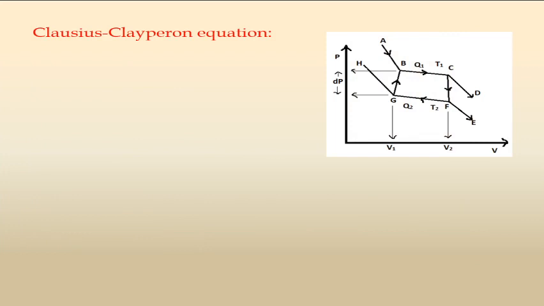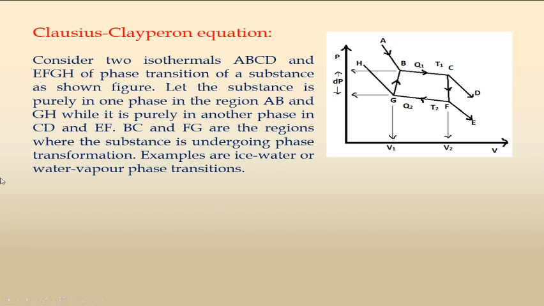So now let us move on to the next concept, that is the Clausius-Clapeyron equation. So we are going to consider two isothermals. Consider two isothermals as shown in the figure: ABCD, that is A, B, C and D, and EFGH, that is E, F, G and then H. These are two isothermals, and these isothermals are actually drawn when a substance is undergoing a phase transition.